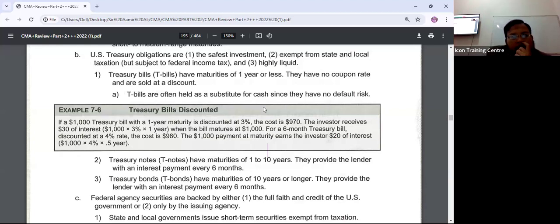Now the cost is 980. You are purchasing it for 980, and after 6 months, they will pay you 1,000. So you will get $20 for 6 months on the investment of 980. You invest 980 in the T-bills, and after 6 months, you will get $1,000. So, do you think it's a good investment opportunity? Return is very low. $20 for 6 months, it's nothing.